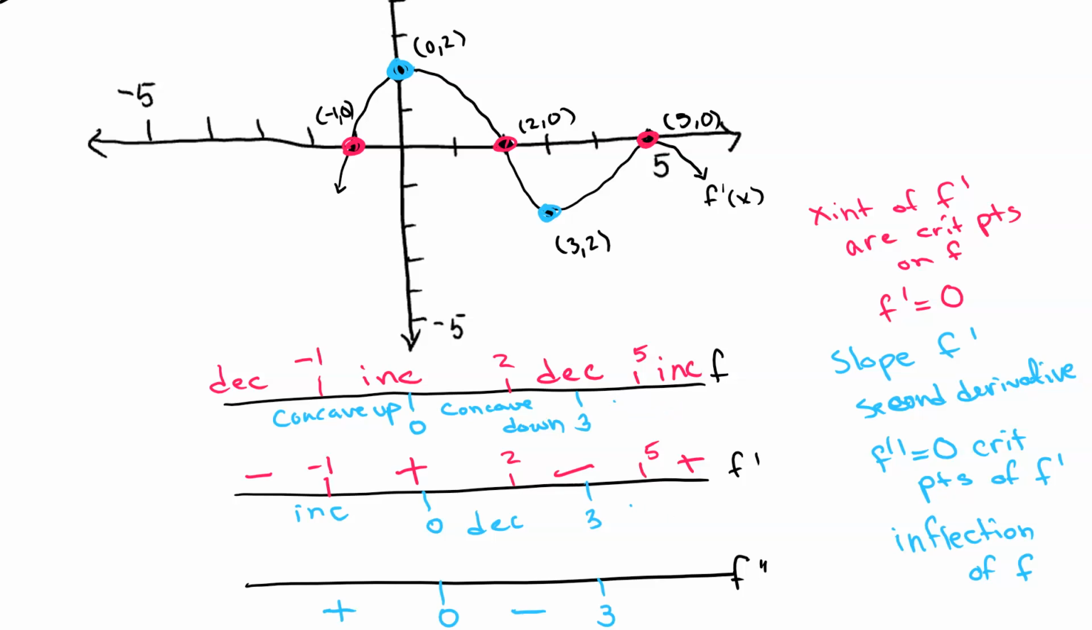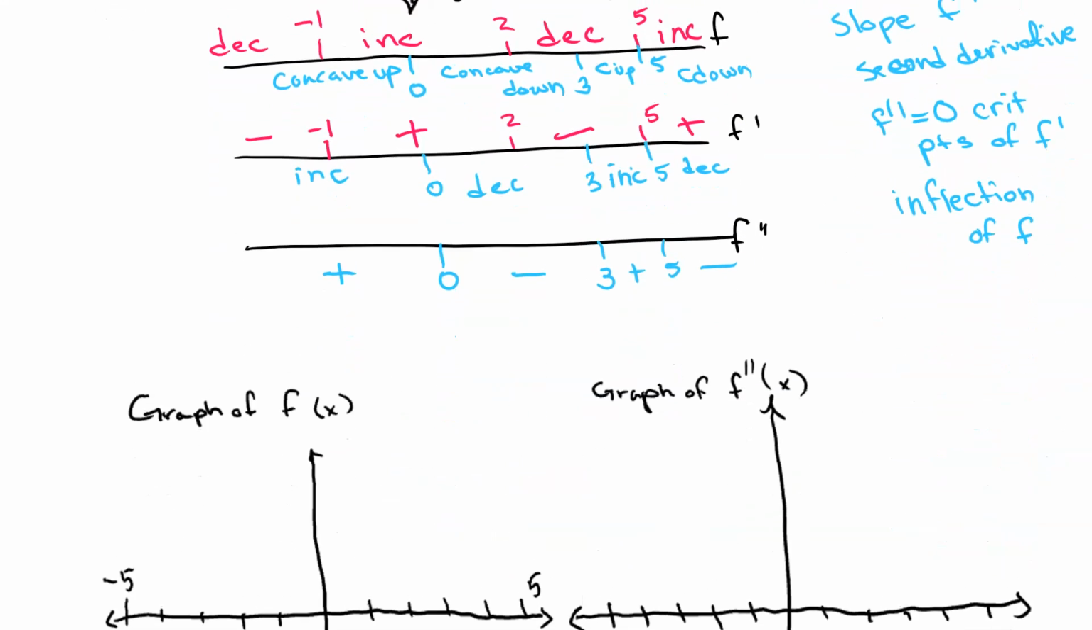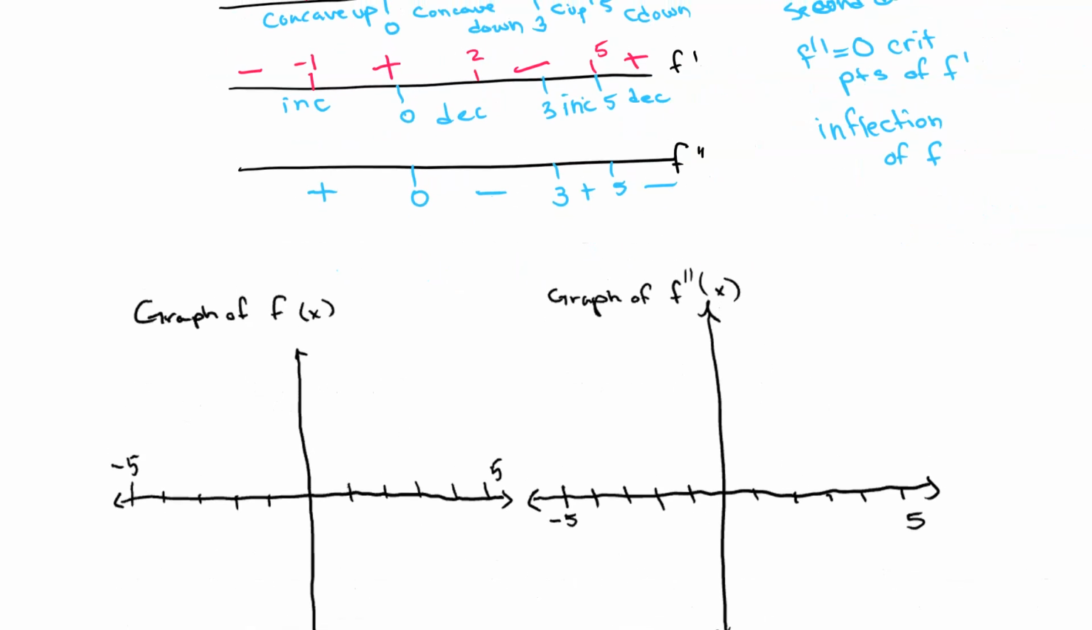I neglected one of our inflection points here, so this one's both a critical point and an inflection point. Okay, so we're concave up, I'm increasing, and positive. And then after 5, we switch to concave down because our slope goes to decreasing on our f prime graph, and our second derivative is negative. We're going to use this information now to make our graphs.